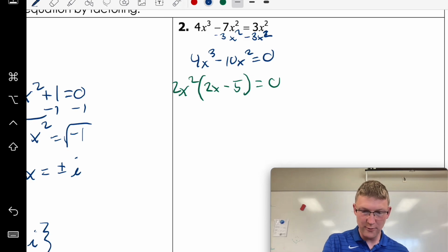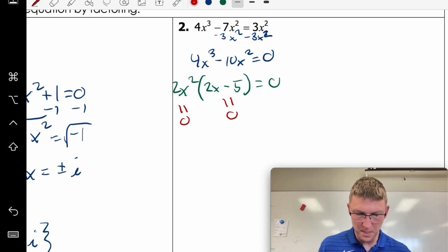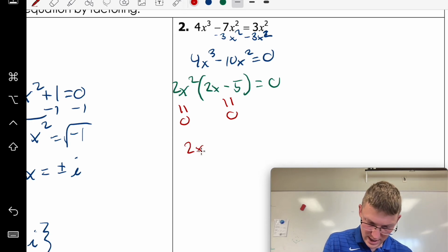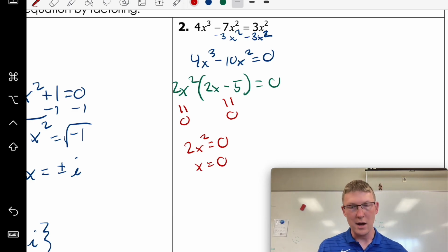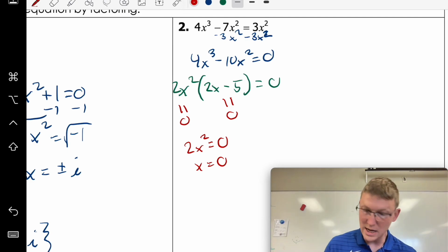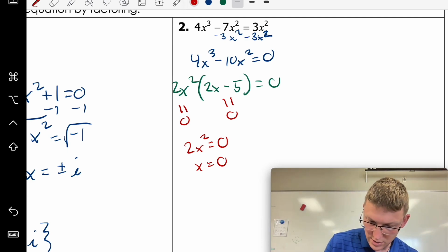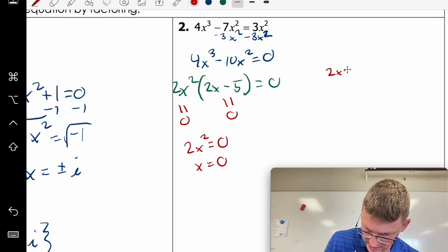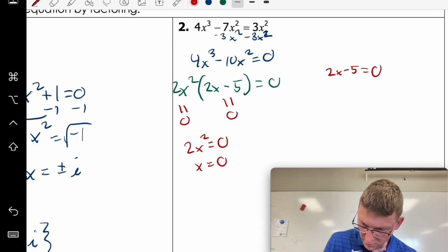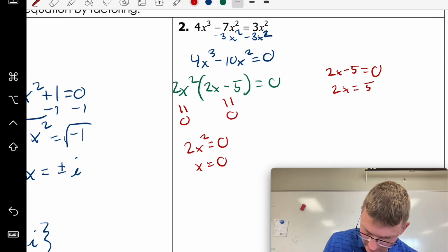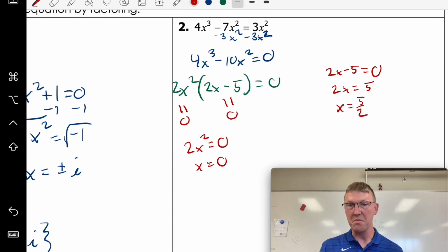And again, just like before, you're going to set this thing equal to 0 and this thing equal to 0. So we're going to have 2x squared equals 0. In this case, x would equal 0. Normally, we would square root plus or minus 0, but there is no such thing as a negative 0, so it's all the same number. So just x equals 0. So then our other one over here is going to be 2x minus 5 equals 0. Move the 5 over. 2x equals positive 5. x equals 5 over 2. And that's it. We're done.